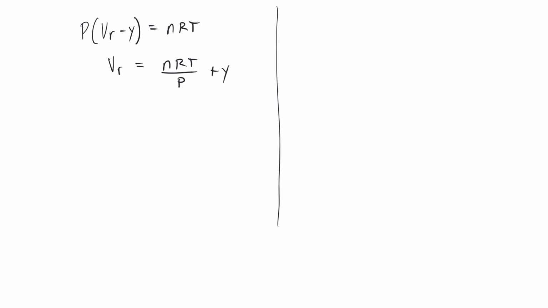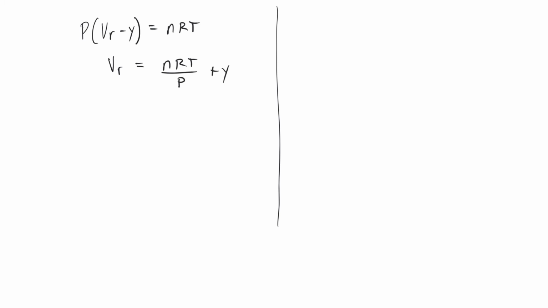Perhaps it would be useful to simplify this even a little more. If we take our pressure and ignore the correction unit for pressure and just write our equation this way, when we solve this equation for VR, the real volume, we get nRT over P plus Y. So the real volume is going to be larger than what is predicted by the ideal gas law equation.